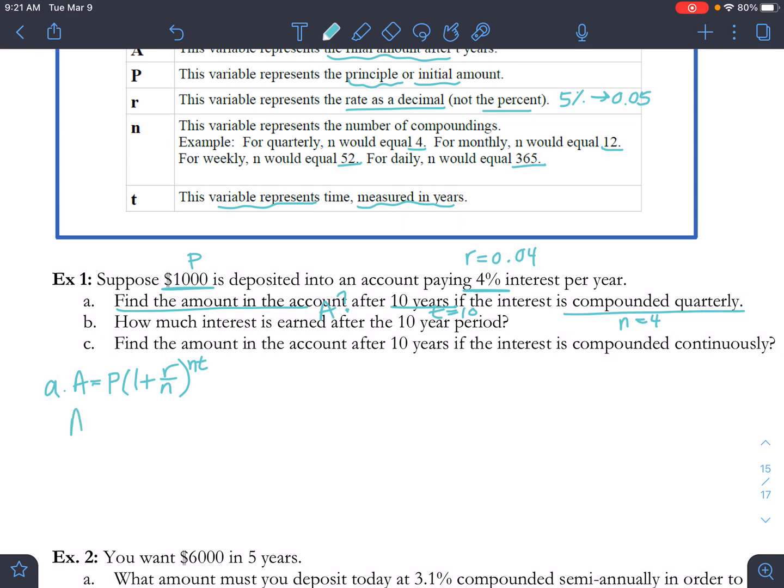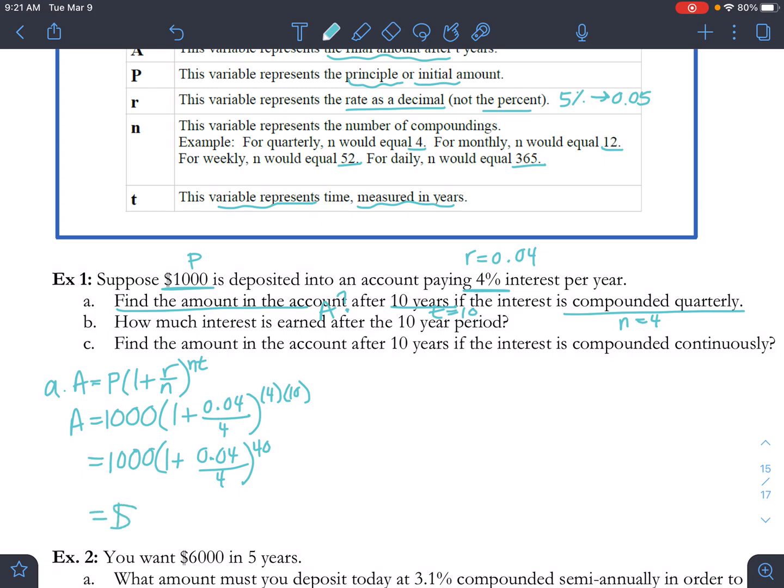So we've got A, we don't know. We want to know: if we deposit 1,000, times 1 plus 4% over n, where n was 4 for quarterly, to the 4 times 10. All right, so you should be able to type all of this in at once. Maybe the only thing I would change if I were you would be setting the exponent to 40. Be careful: it's not 1 plus that, it's 1 plus, and this is its own fraction. So don't try to add the 1 into that fraction. All right, so give yourself a second, try typing it in.